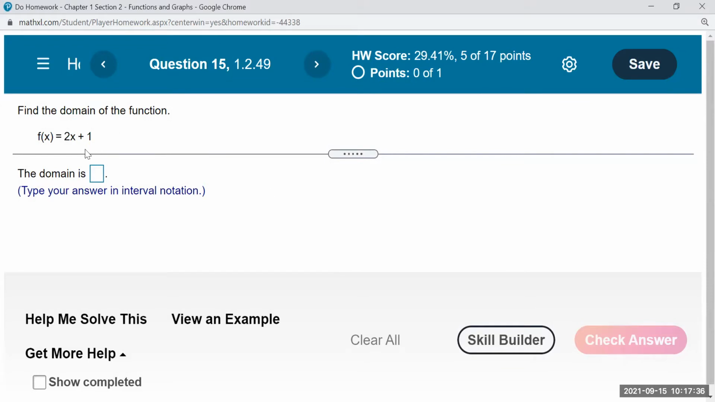Find the domain of the function. F of x equals 2x plus 1. So the first thing I'm going to ask you all, what kind of function is this? Y equals x. So what's the name of it? Is it quadratic? Is it cubic? Is it radical? Inverse?